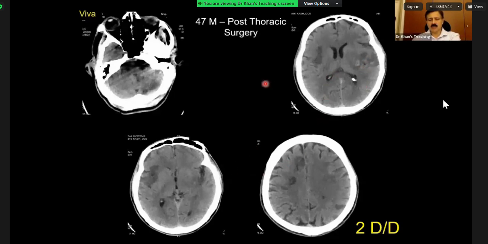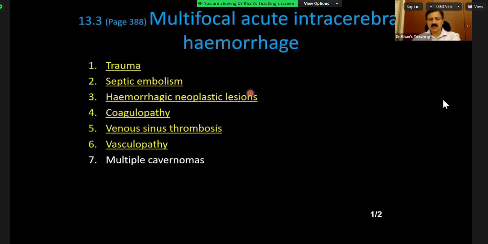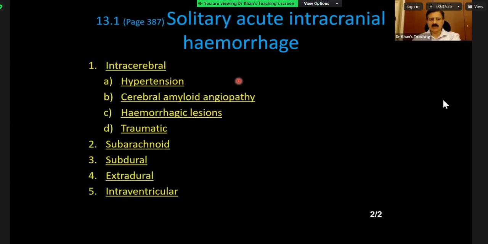Another thing with embolic infarcts is hemorrhages, so there can be hemorrhagic infarcts. Multifocal acute intracerebral hemorrhage, septic embolism. This is what it can be.